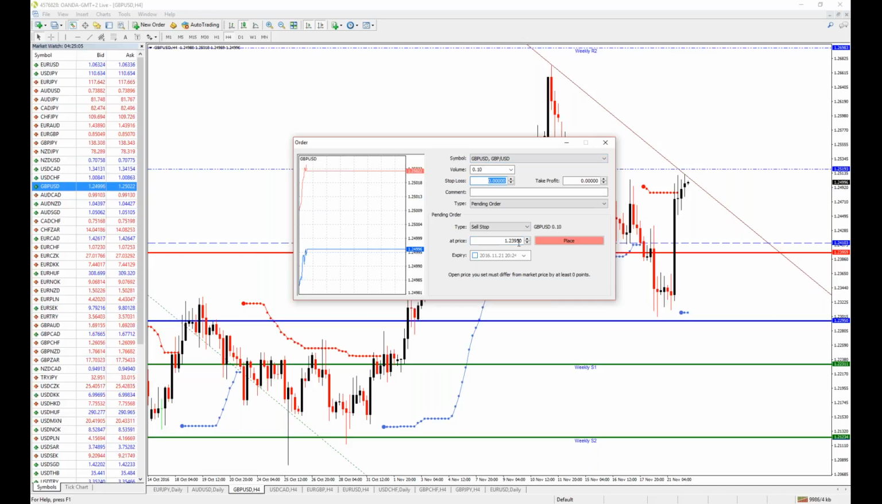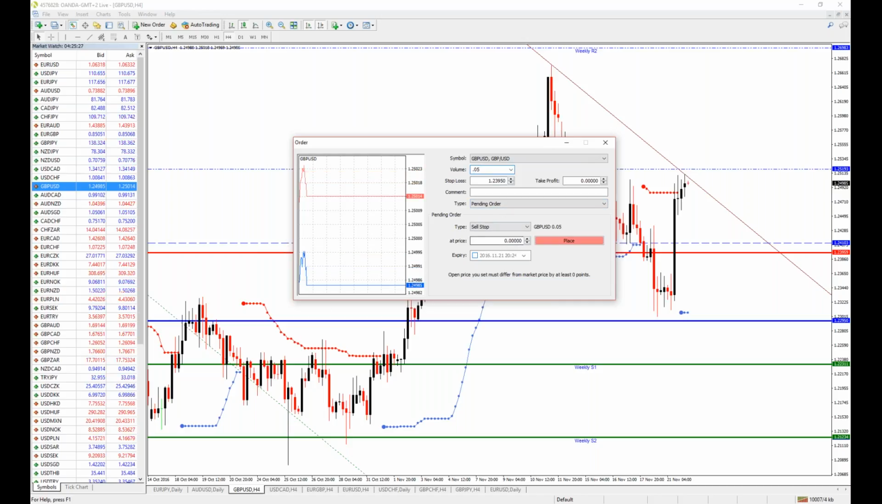Whoops, I'm sorry. I want to sell it at 1.2295, my bad, 1.2295. My stop loss is at 1.2395. That's my stop loss. And I'm going to trade 5 micro lots, which is 0.05.